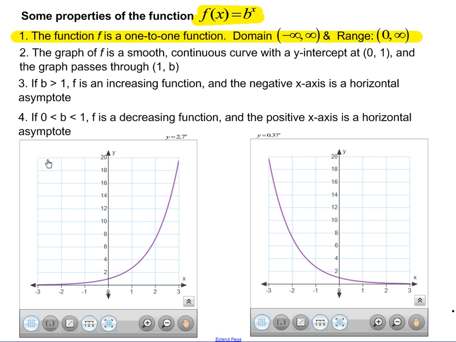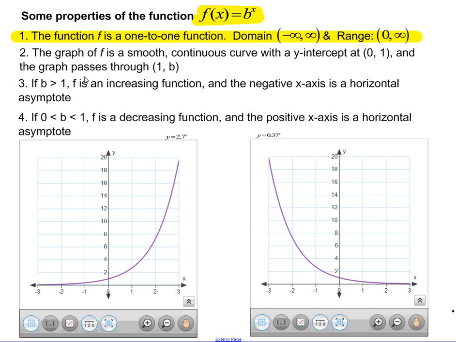The domain is all real numbers. So if we're looking for these kind of graphs, we'll notice that as x tends towards negative infinity or as x tends towards positive infinity, the graph of f of x is always defined. And that goes for no matter which way this curve actually goes.